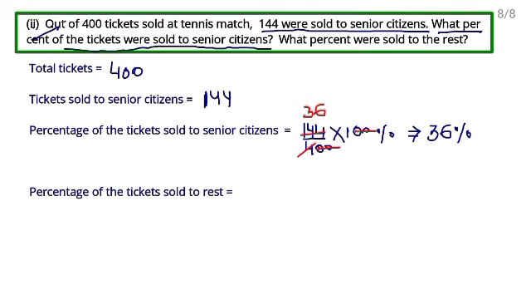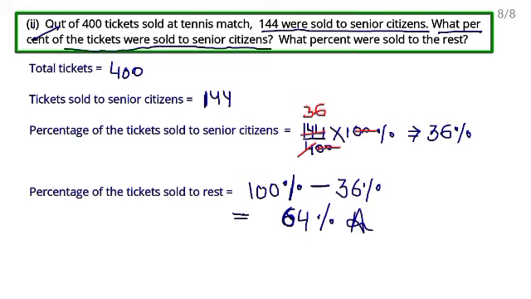But they are asking for the tickets sold to the rest of the people. Okay. So the total percentage we considered as 100%. What does percent mean? Total percent means 100%. If out of these 100% we subtract the percent of the senior citizens, we will find the percent of the rest. So subtracting, 100 minus 36 is 64. So 64% of tickets were sold to the rest. So this is your answer.